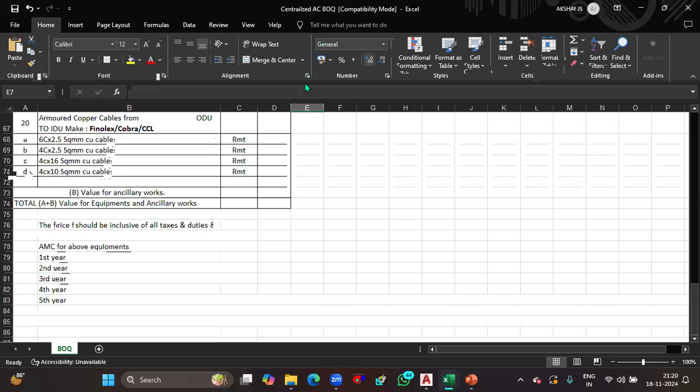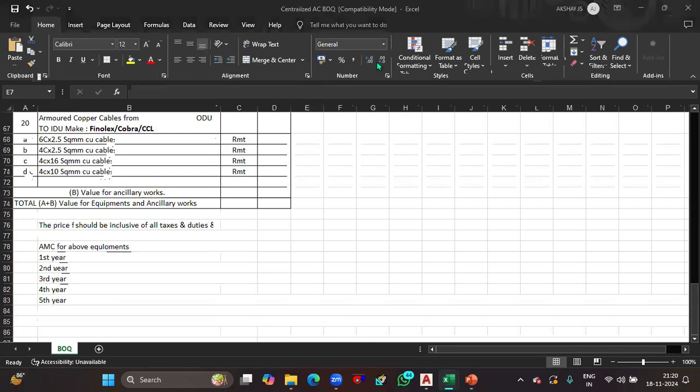So this is the basic aspect of BOQ preparation. Whatever you're doing, if it is firefighting or plumbing, the things that you will be requiring for the project are what we are going to include right inside the BOQ preparation. So is it clear, guys? Is the BOQ preparation clear?